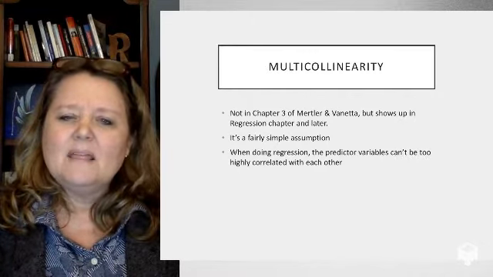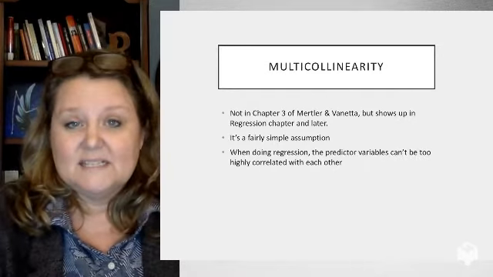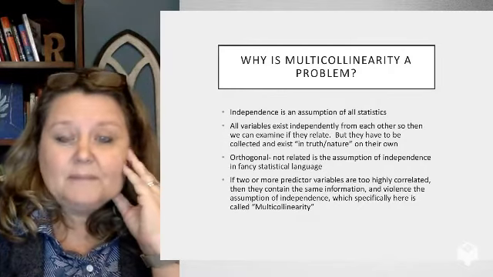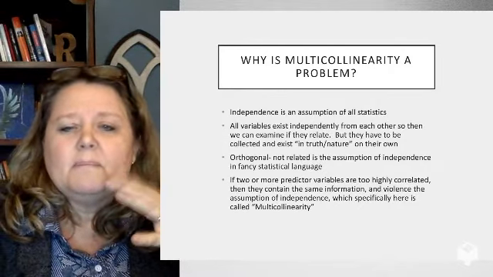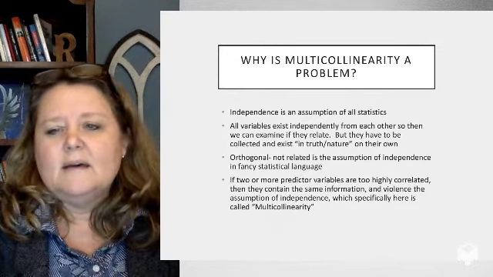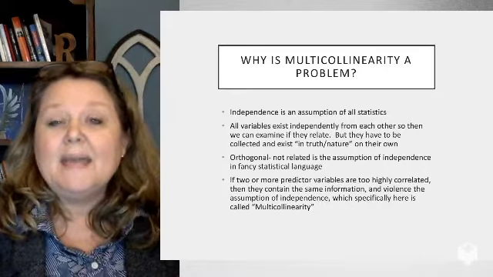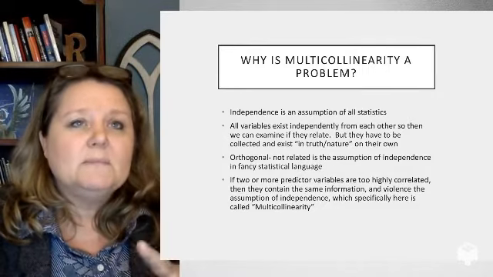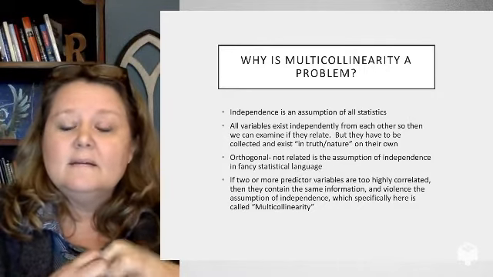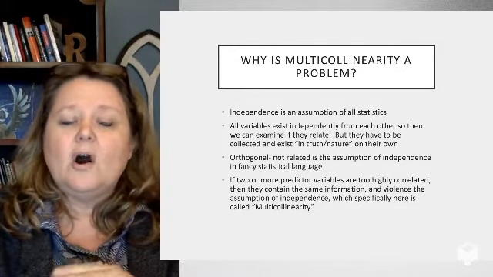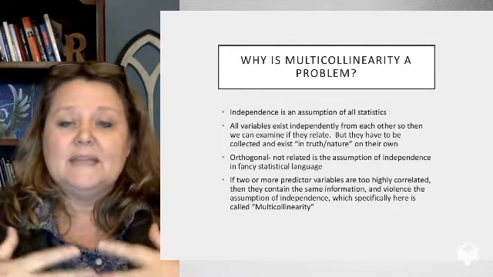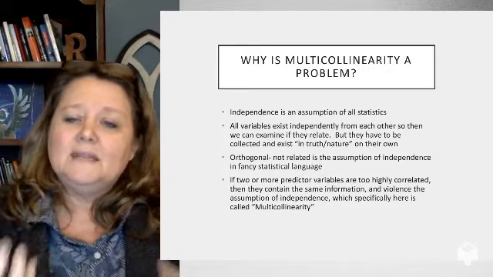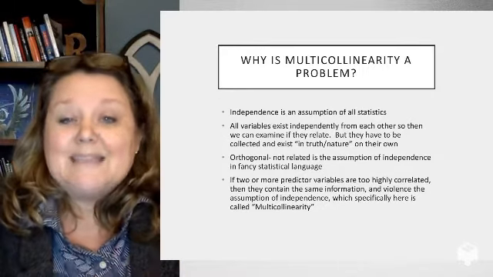And that violates one of the assumptions of statistics. So why is this a problem? Well, if you remember back at the beginning of your chapter and of this whole module on assumptions, independence was one of the assumptions in all statistics. That is, when we are collecting data, when we're assigning people to groups, when we're gathering predictor variables and that sort of thing, all of that gathering and that operation is independent. It's not that things are contaminating each other, right? So all variables should exist independently from each other in the real world. So then we can examine them and see if they actually relate.